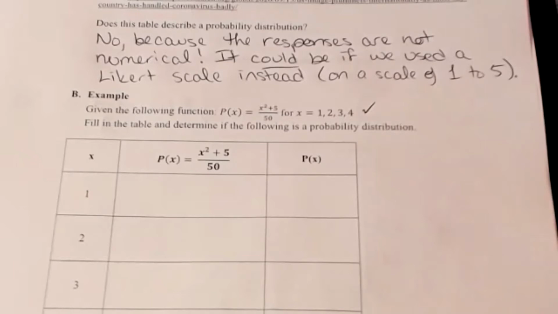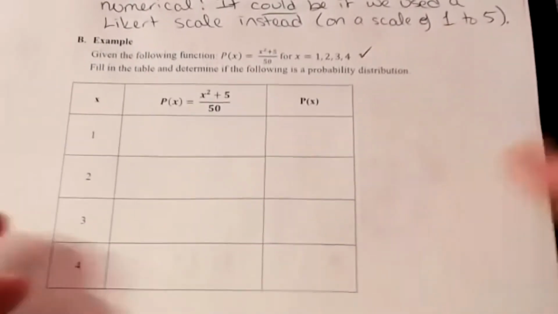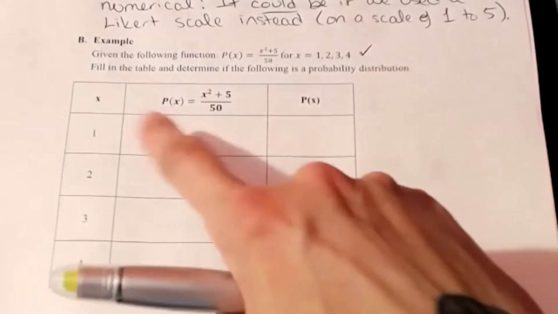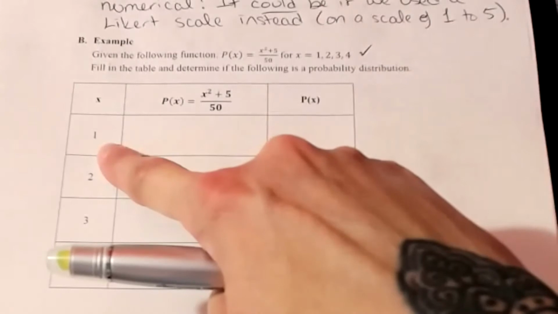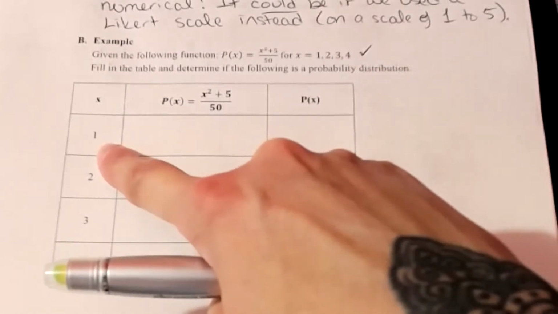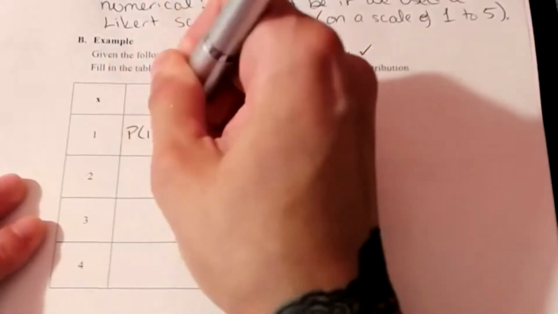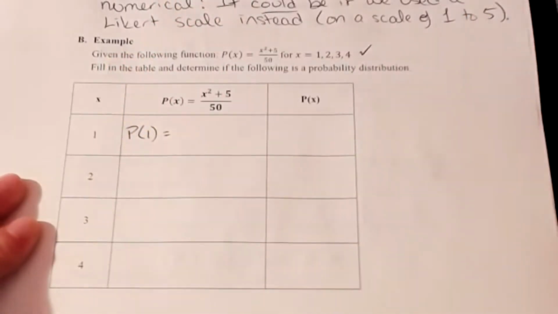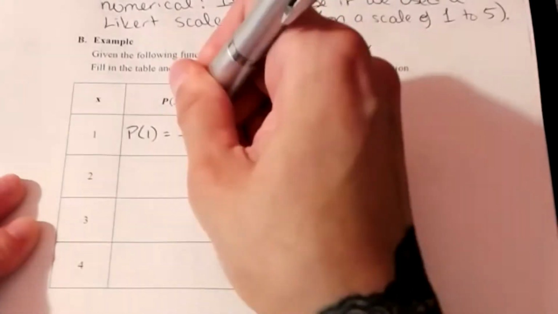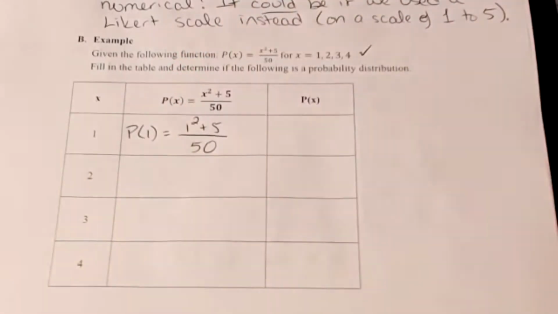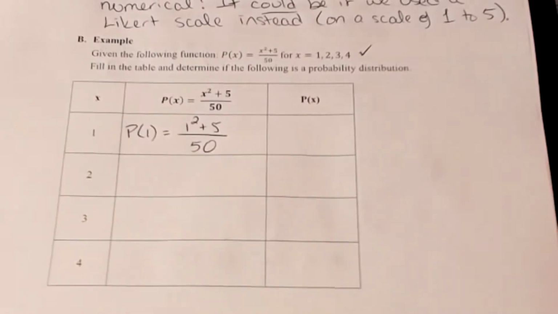What we're going to do is fill in the table and then determine if it actually is a probability distribution. So let me show you what I mean by this. For our first cell here, p of x is equal to x squared plus 5 over 50, keep in mind that we know what x is. X is going to take on the value of 1. So to find the probability that your random variable takes on the value of 1, we're going to plug that into our formula. So we have 1 squared plus 5 over 50.